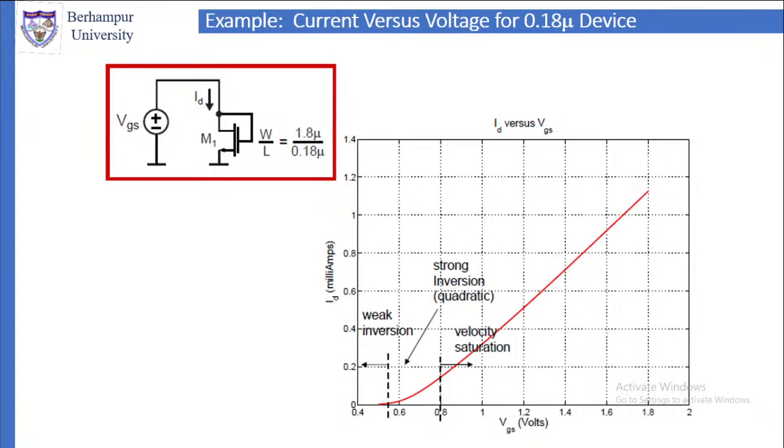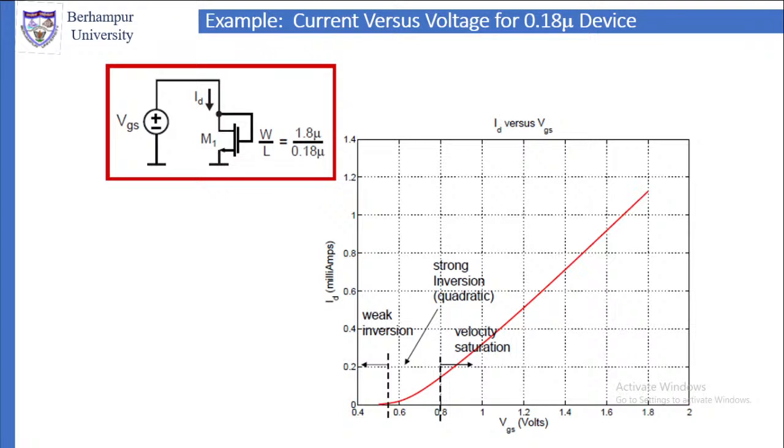Now, on the x-axis we have the gate source voltage. As we keep changing the gate source voltage, the current ID keeps on increasing. Look at this characteristic. The first portion is where there is no change in current. Current remains constant if you keep on increasing the voltage, from 0 to 0.6 volt. In that range, it is not changing. After 0.6, it starts to increase.